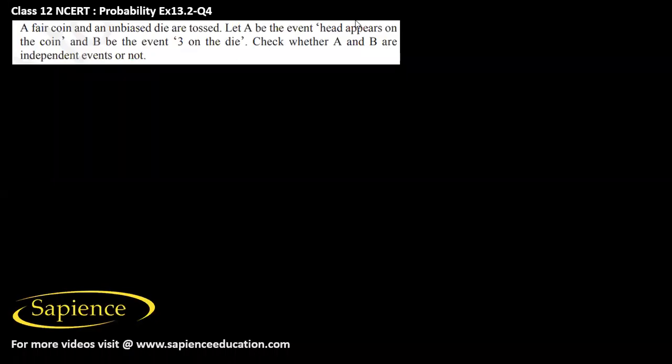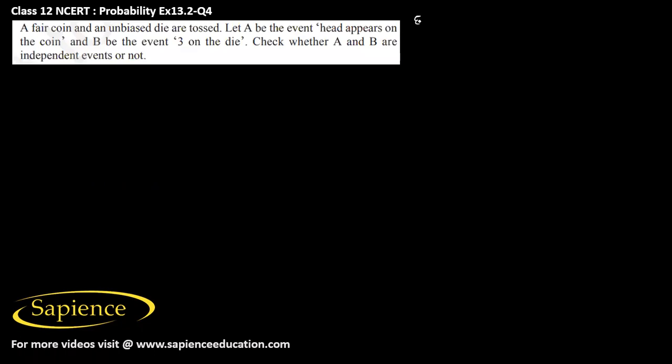Okay, so here we have two experiments. The first experiment is that a fair coin is tossed. For experiment one, the sample space S1 is head and tail.